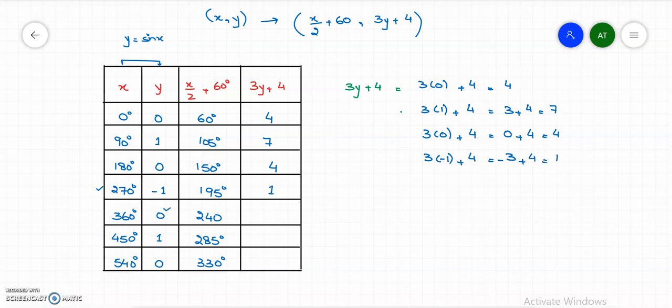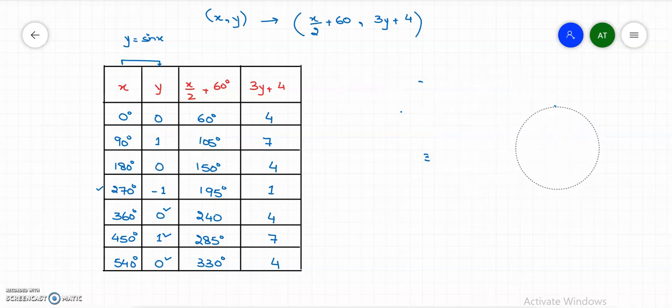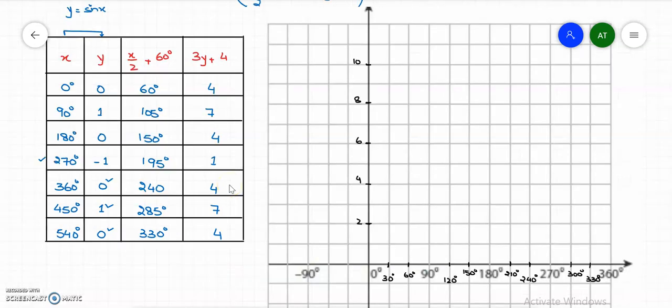When the y value is 0, it is again 4, and when the y value is 1, we have already done that, it equals 7, and the y value 0 again equals 4. So we have done the transformed y values as well, and so we have completed the table of values. Let's plot all these points onto the graph to get the curve of the transformed sine function.